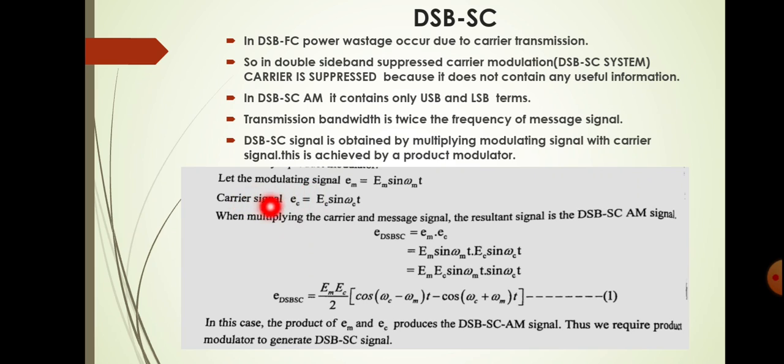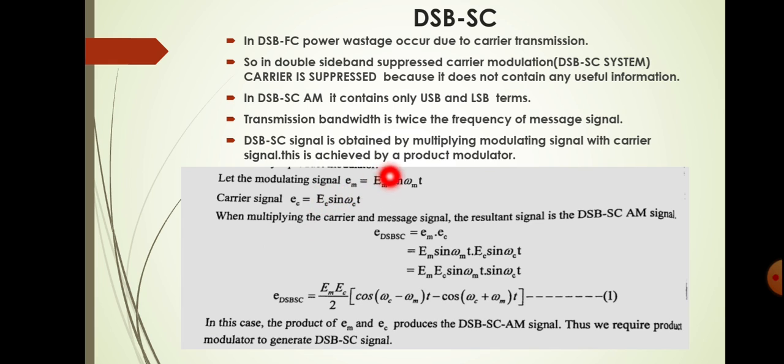The carrier signal frequency will be higher compared to the modulating signal, as we studied in the first session. That means the carrier signal frequency is higher than the modulating signal frequency, and we are modulating the carrier signal using this information signal, so that the carrier signal amplitude varies in accordance with the amplitude of this modulating signal or information signal. That is the process of modulation.